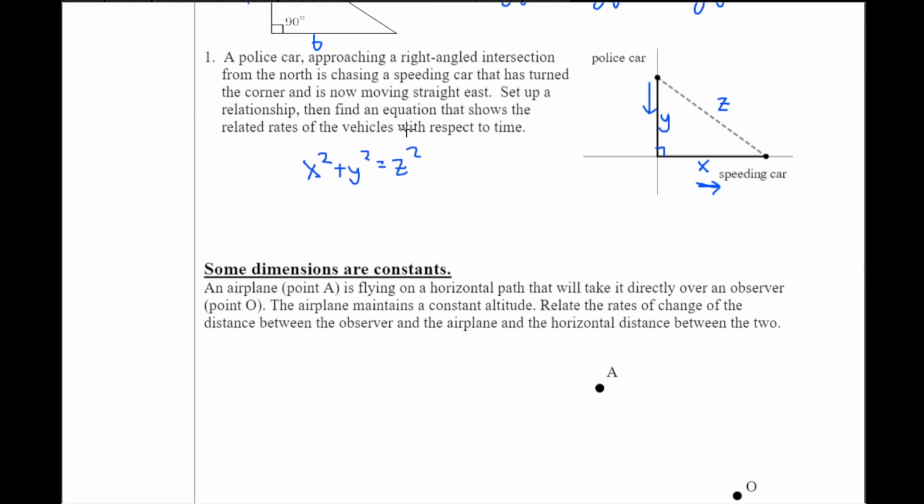So x squared plus y squared is equal to z squared. And then you can differentiate it with respect to time. So 2x dx/dt plus 2y dy/dt is equal to 2z dz/dt. This is just setting up the relationship, and then in 4.5 you'll likely see problems that have values that you can plug in and then solve for one of the variables here.